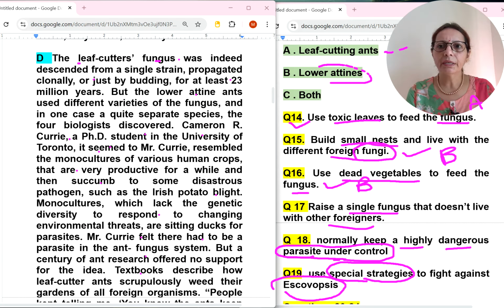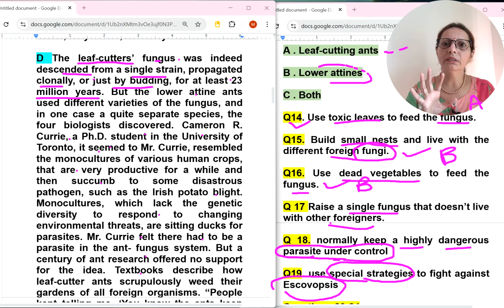Now, the D paragraph. The leaf cutters' fungus means A number. They have started talking about how it was indeed descended from a single strain, propagated clonally or just by budding, for at least 23 million years ago. Okay, the leaf cutters' fungus was indeed descended from a single strain. So, raise a single fungus that doesn't live with other foreigners. We can select it with A number.